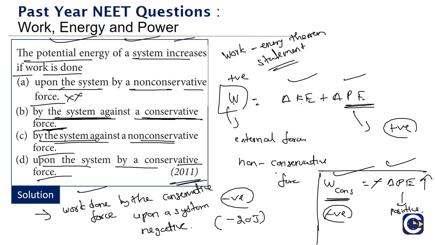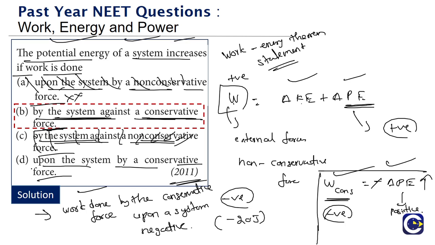So for that, what is the appropriate statement among the four options? The appropriate statement is work is done by the system against a conservative force. So previously we have cancelled A and C. What about D? Look at it. Work is done upon the system by the conservative force. No. So here what is our requirement? We should have work done by the conservative force upon the system coming negative.